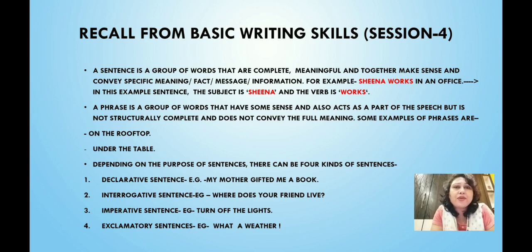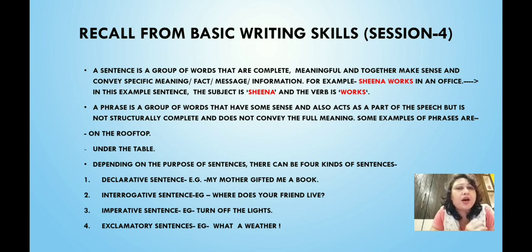If you remember, in our session 4, basic writing skills, we learned that a sentence is a group of words that are complete and meaningful, and together they make sense and convey a specific meaning, fact, message or information. For example, Sheena works in an office. Now in this example sentence, the subject is Sheena and the verb is works, right? So next we learned about what is a phrase.